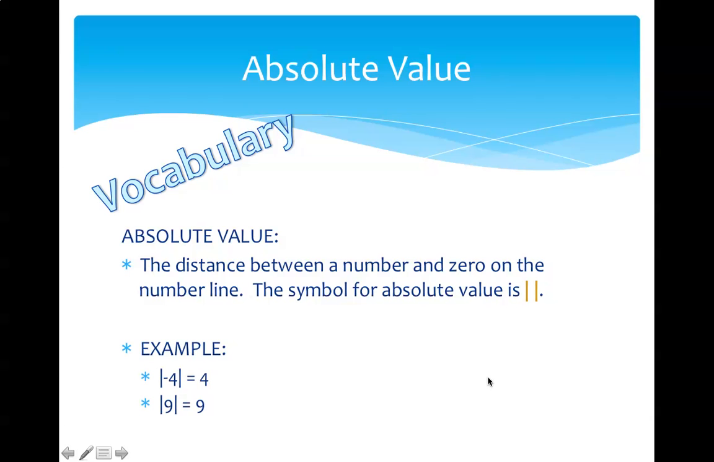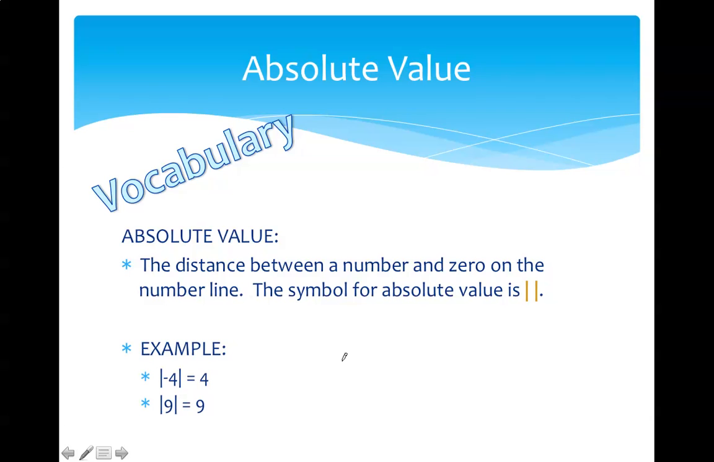Now let's talk about absolute value. Absolute value is a number's distance from 0 on the number line. And the symbol for absolute value is represented here. So for example, if I have the absolute value of -4, how many spaces away from 0 is that? Well, that's 4 spaces away from 0. If I have the absolute value of positive 9, well, that is 9 spaces away from 0, so my absolute value is 9. Now, absolute value cannot be a negative number because distance is never negative.